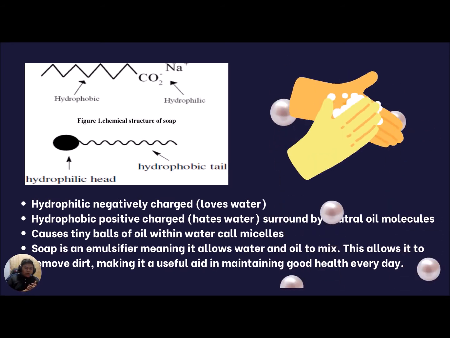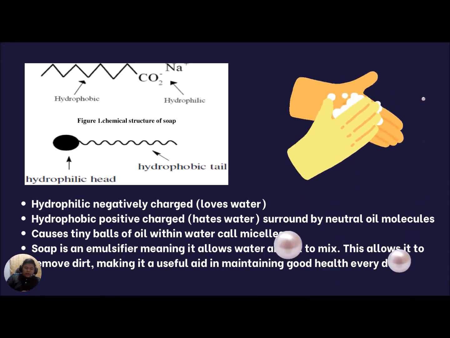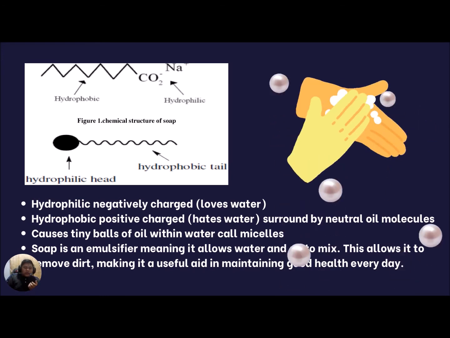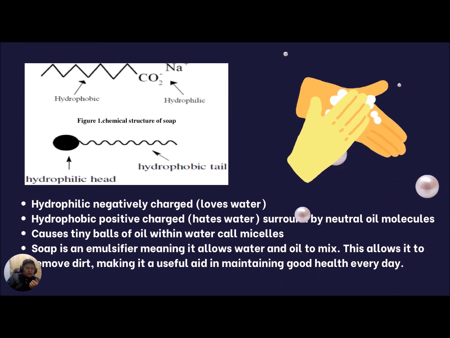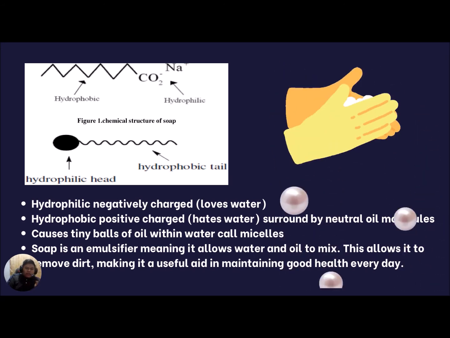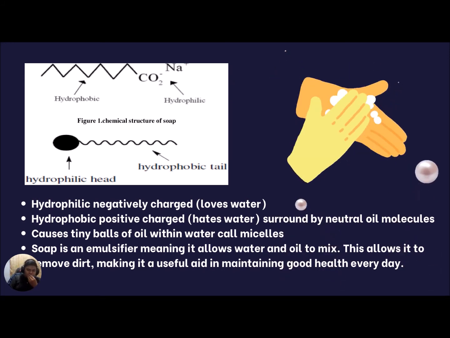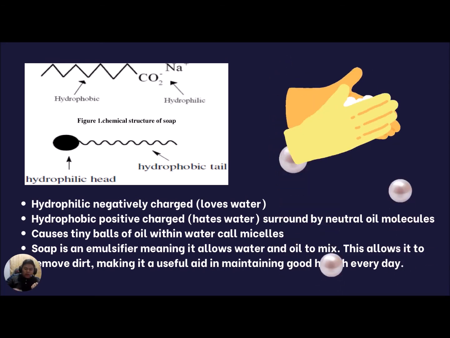If you want to see that it's a true statement that soap can allow water and oil to mix together, you can try to put water, oil, and liquid soap in one glass. Then stir. After you stir, you can see the result. There are no layers in the glass. That proves that soap allows water and oil to mix together.